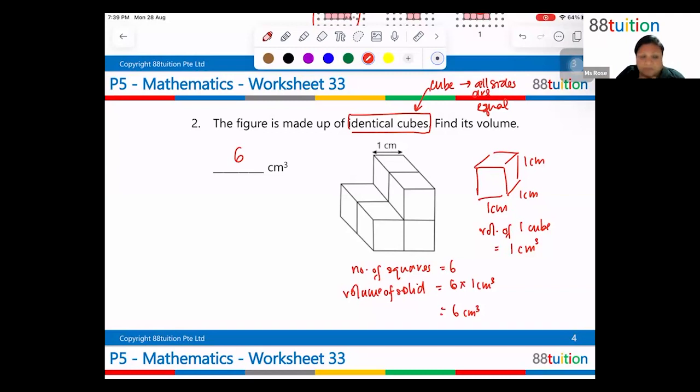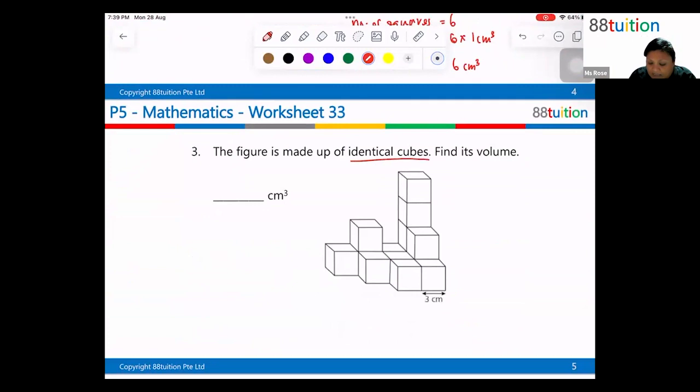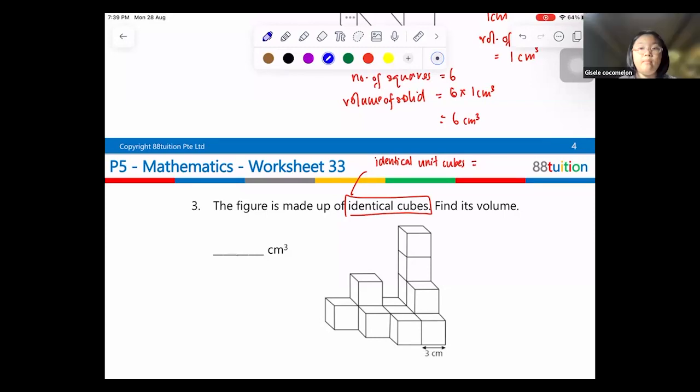Okay, all right. Now, next question, number 3. In question 3, it says here, the figure is made up of identical cubes. So again, identical cubes. Now, it is important that when the phrase says identical, if they say identical unit cubes, what does that mean? Anyone? Unit cubes means? Unit means one. Okay, all right.